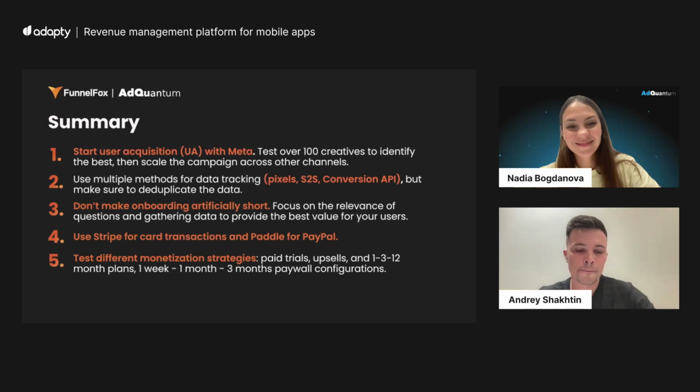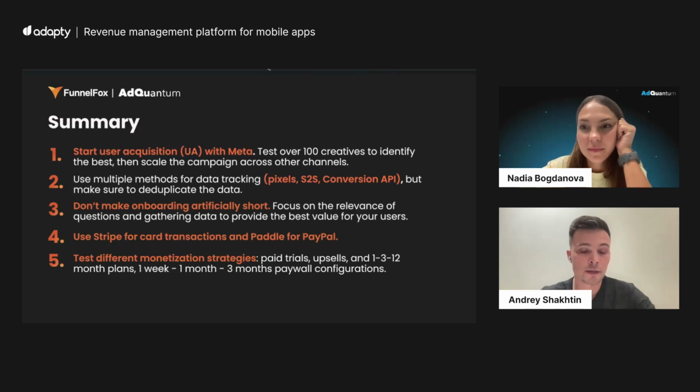Yeah, sure. For number 3, it's building the onboarding flow. Just come up with relevant questions and personalized feedback in your funnel for users, and apply the conversion boosters that we shared now, and it will help you improve the conversion rate of the funnel. For payments, consider Stripe or Paddle, or use them together, for card payments and PayPal.